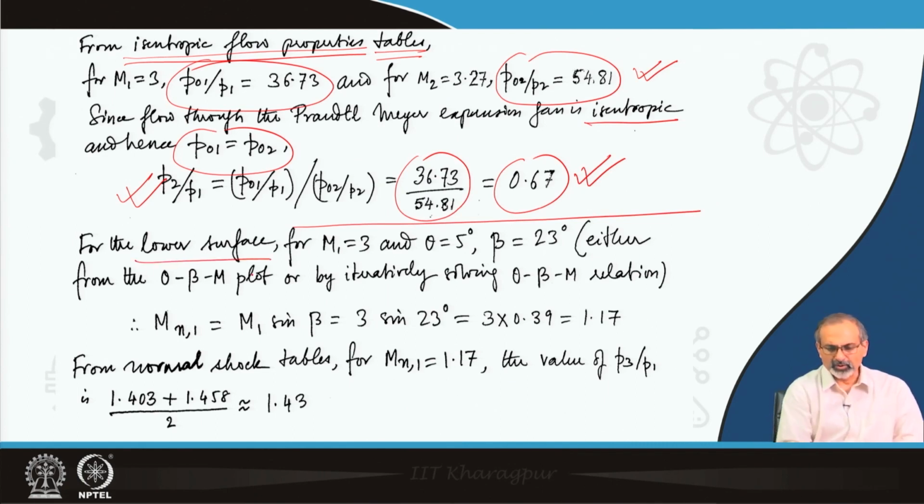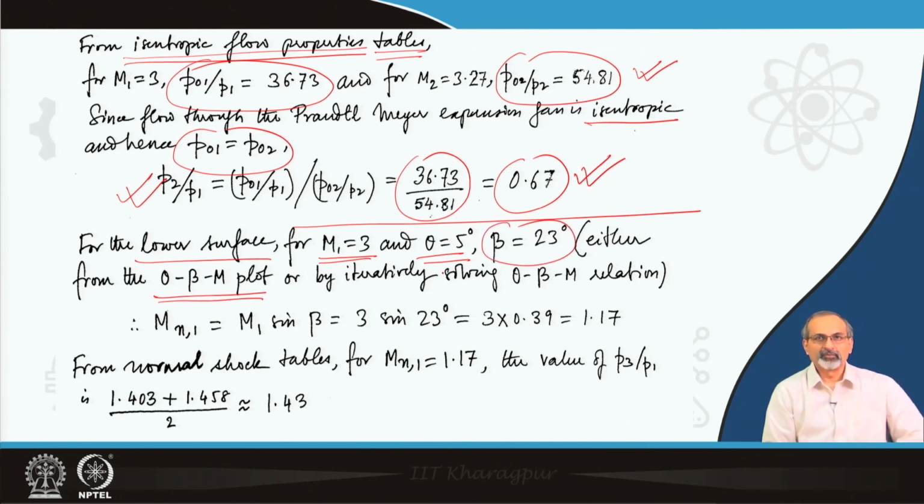Now, we need to look at the lower surface where you have an upstream Mach number of 3, the flow undergoes a compression of 5 degrees, and you can refer to the theta beta M plot and obtain the value of beta, which will be around 23 degrees.